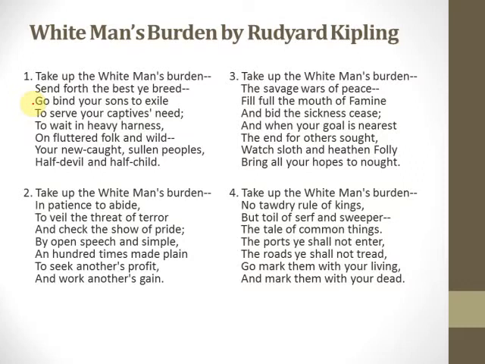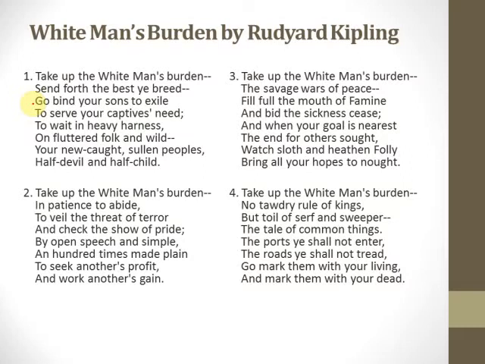Take up the white man's burden. Send forth the best ye breed. Go bind your sons to exile to serve your captives' need. To wait in heavy harness on fluttered folk and wild, your new-caught sullen peoples, half devil and half child. Take up the white man's burden, in patience to abide, to veil the threat of terror and check the show of pride. Be open speech and simple, a hundred times made plain, to seek another's profit and work another's gain.